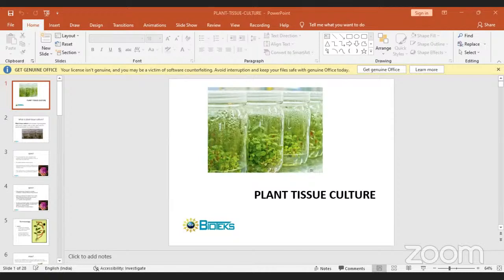So these are about anther culture, pollen culture, and ovule culture. These are the different cases. We'll see, just wait.